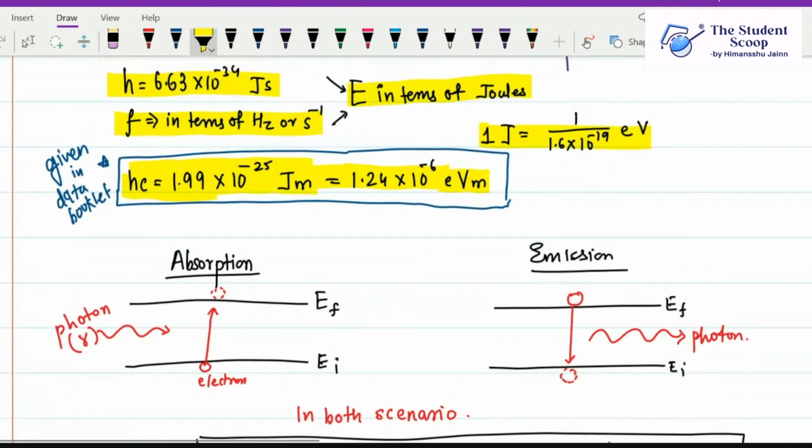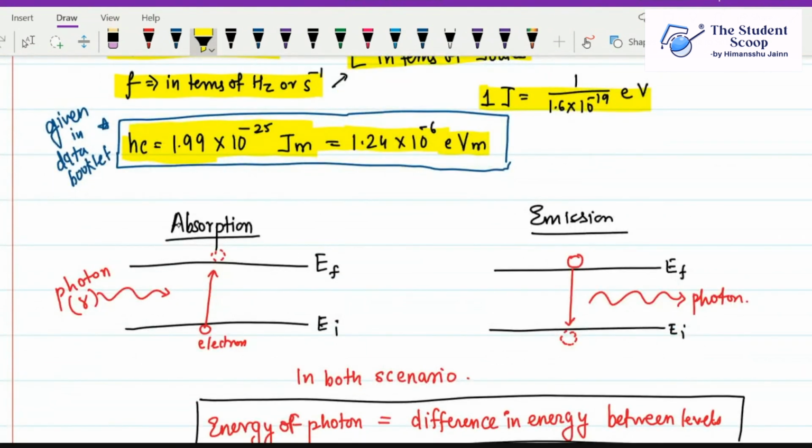Now there are two kinds of transitions that are possible: either it is an absorption or it is an emission.